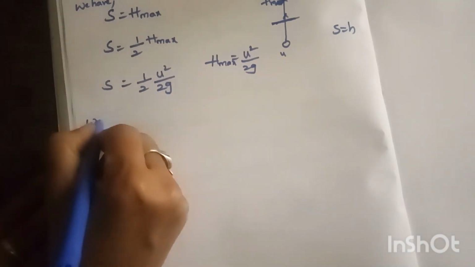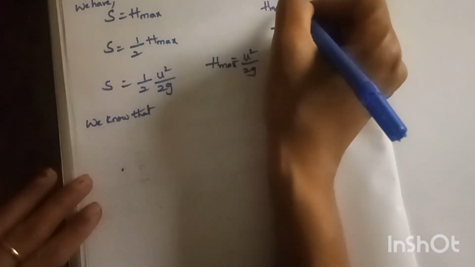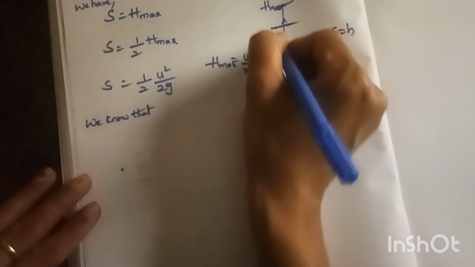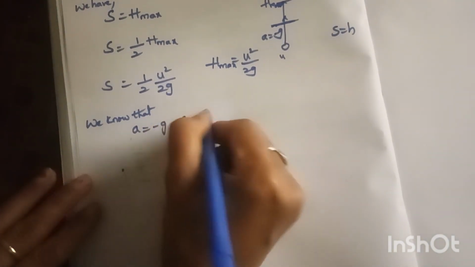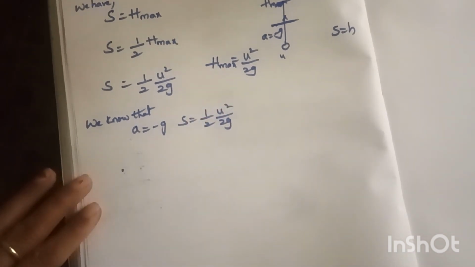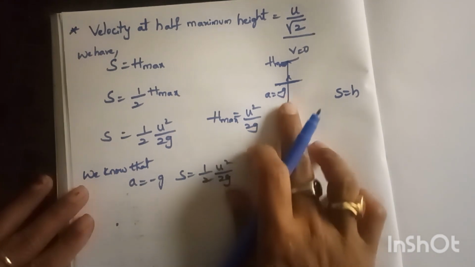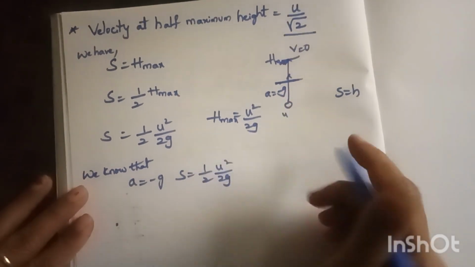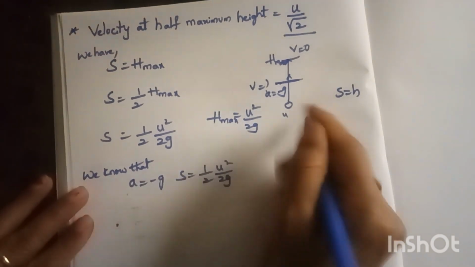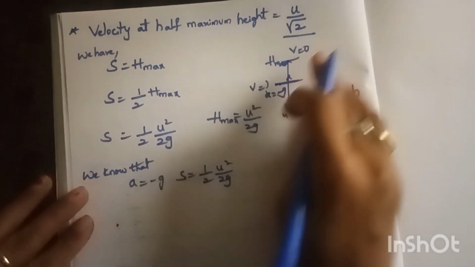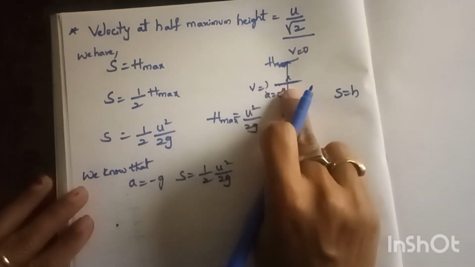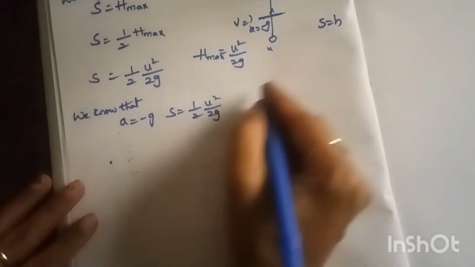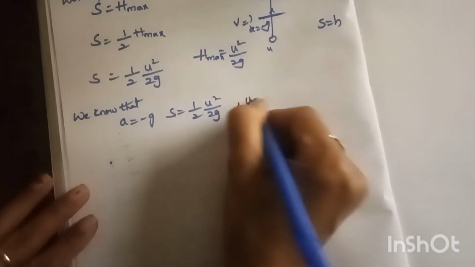So we know that it does not reach maximum height, only half maximum height. So for upward motion a equals minus g, and s equals half u square by 2g. Here they said to find velocity at half maximum height, that is v. Why are we calculating v here? It does not reach the maximum height to become v equals 0. They said to calculate velocity at half maximum height. So v equals question mark. Next, u equals u itself.